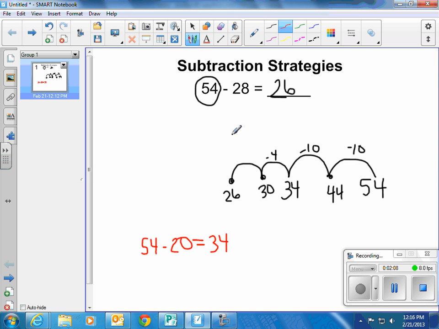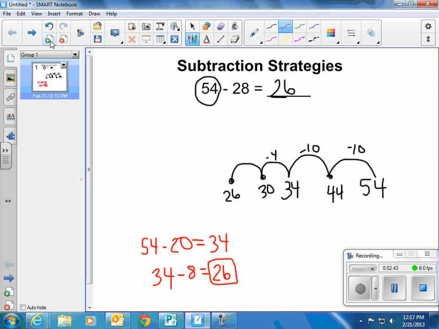I'm not finished because I have to subtract the other part of the number, which is 8. So 34 minus 8. If I can't figure that out, I can count backwards by ones. 33, 32, 31, 30, 29, 28, 27, 26. And my answer is 26. Using both strategies, I got the same answer, and I counted back. But one I used a number line, and the other I just used numbers.